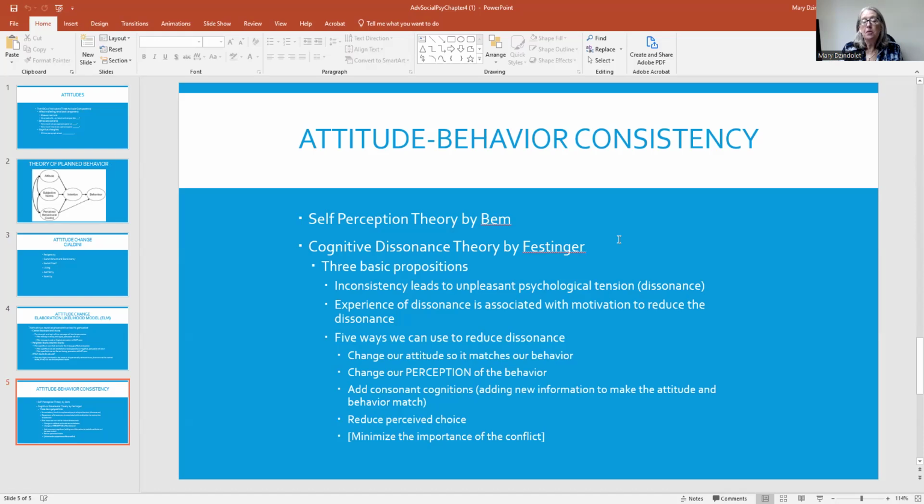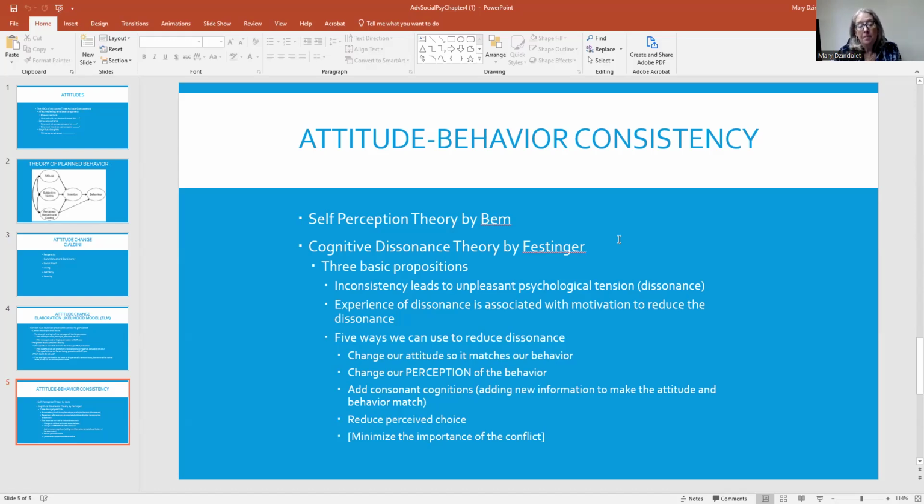His second proposition is that we can't go around feeling dissonant. The experience of this dissonance is associated with a motivation to reduce it. Just like when you're hungry, you can't just go around being hungry for a long, long time. It's associated with motivation to get food, right? If you have to go to the bathroom, you don't just go, ooh, I have to go to the bathroom. It's associated with a motivation to go to the bathroom, right? So this experience of dissonance is associated with motivation to get rid of it. You are going to try to get rid of it.